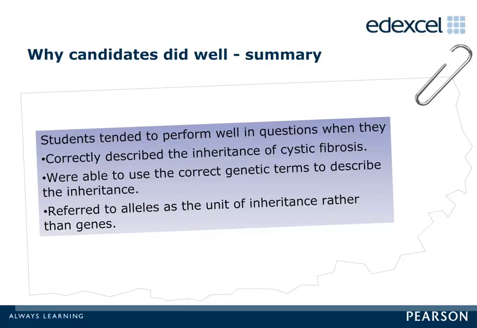In this question, successful candidates correctly described the inheritance of cystic fibrosis, were able to use the correct genetic terms to describe the inheritance, and referred to alleles as the unit of inheritance rather than genes.